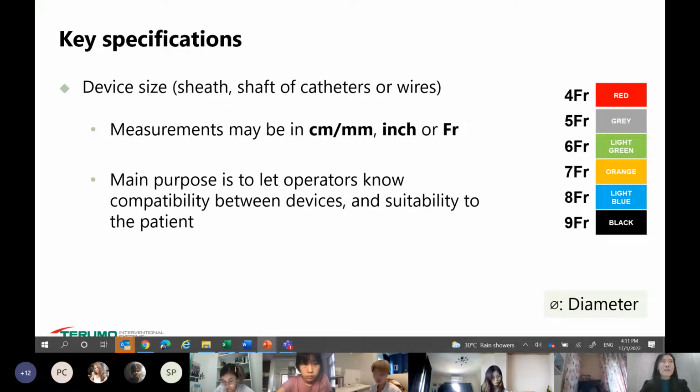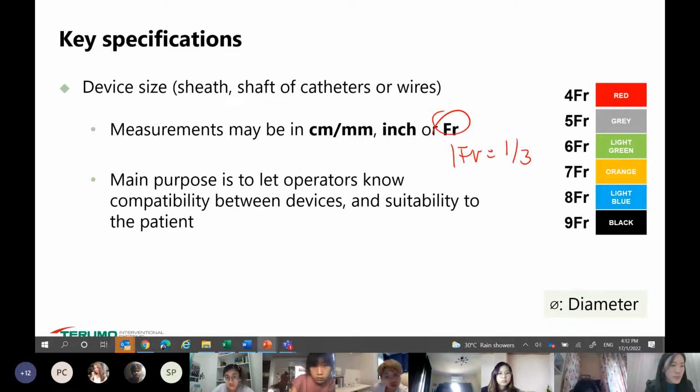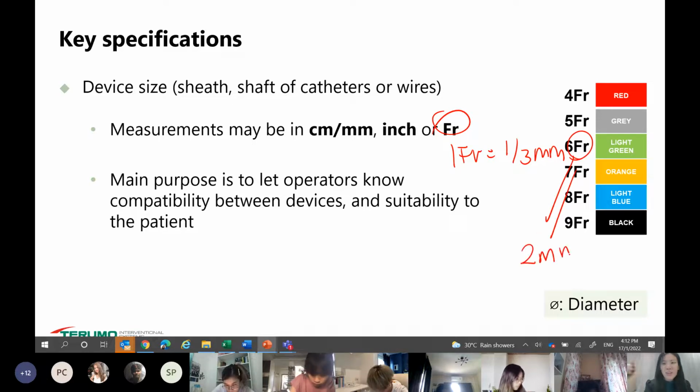Certain things like your catheter size is always in French. French was devised by a maker of surgical instruments, so that's why it's a medical measurement. It's a bit tricky, but once you get it, it's quite straightforward. 1 French is 1/3 mm. So 1 French equals 1/3 of a mm. So basically 6 French equals 2 mm, right?